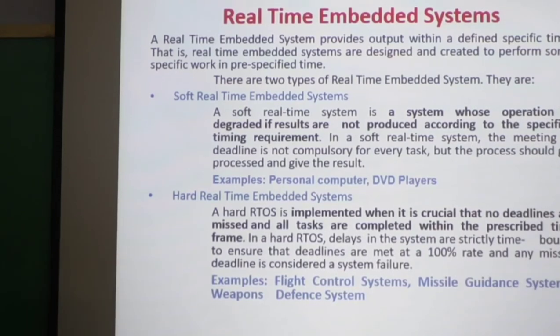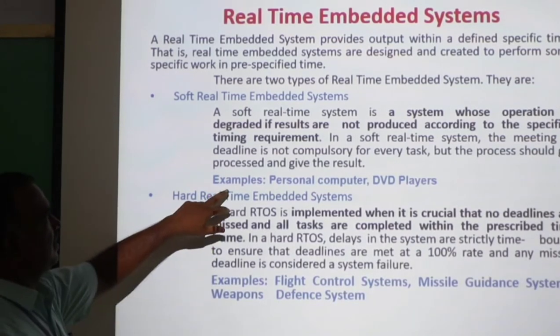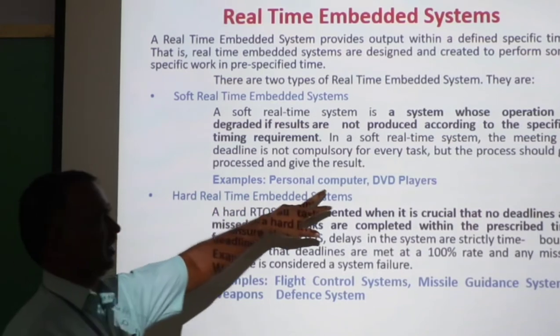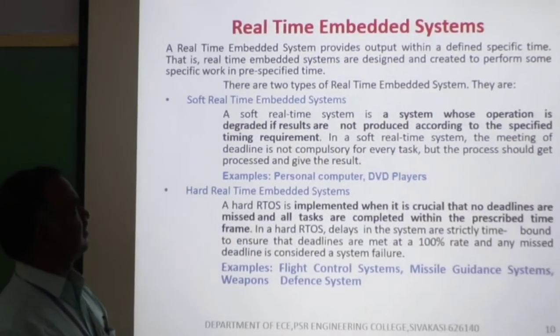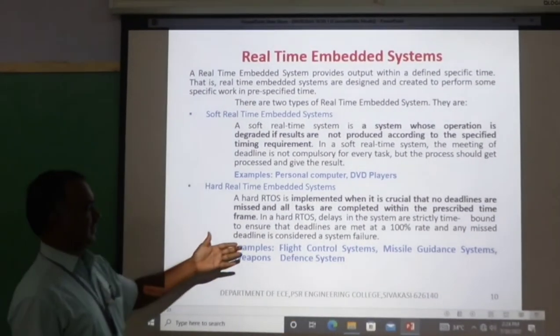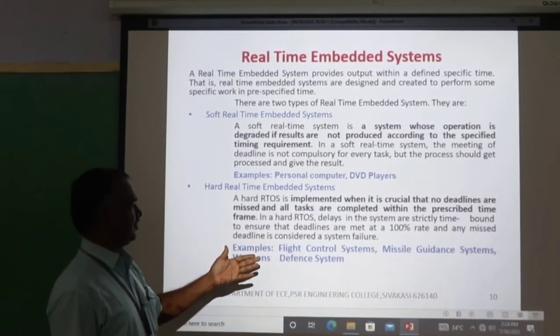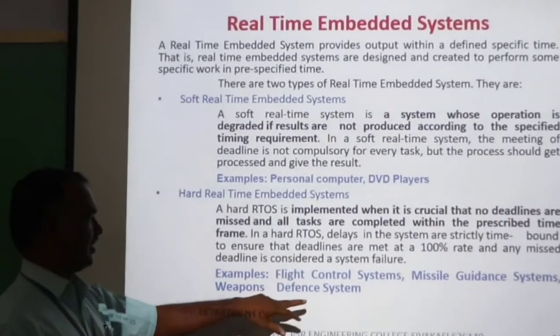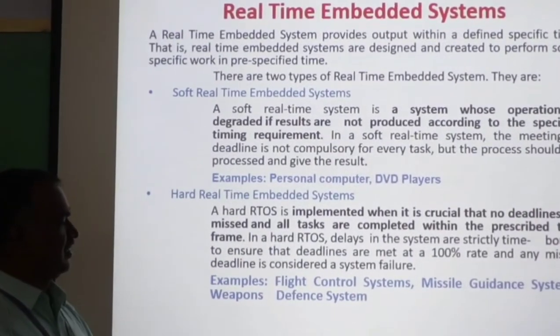The examples for soft real-time embedded system will be the personal computer and DVD players. So these are the soft real-time embedded systems. Then the examples for hard real-time embedded system will be flight control system, missile guidance and weapons defense system.